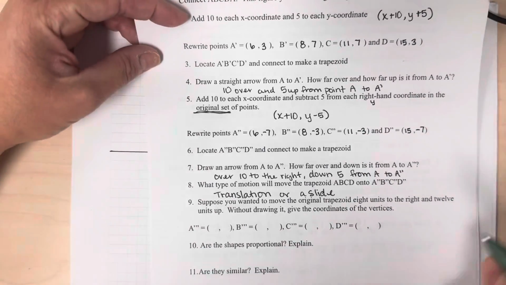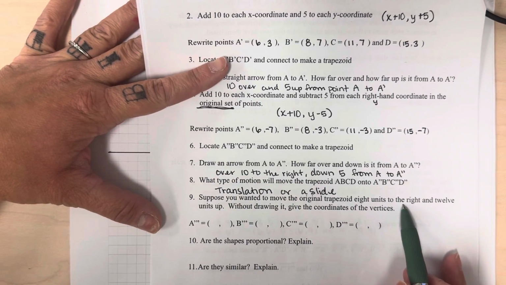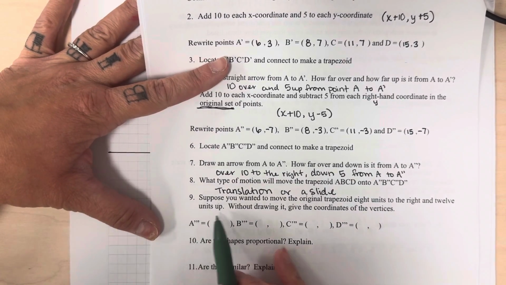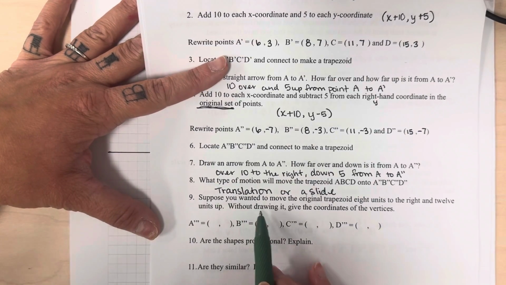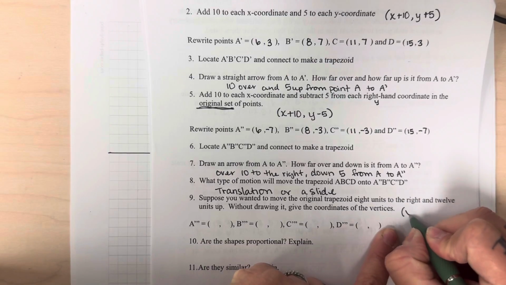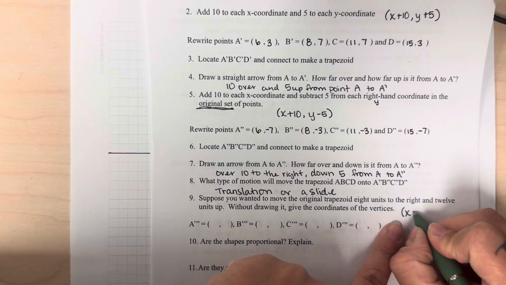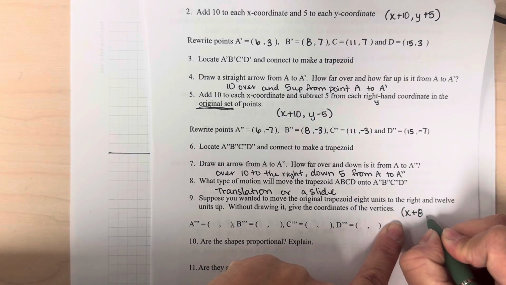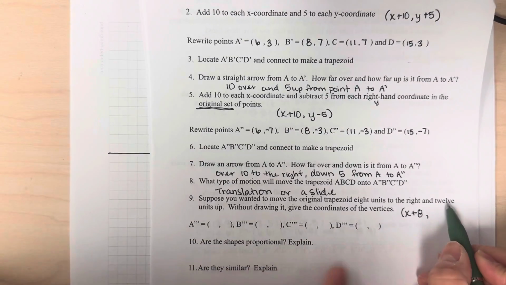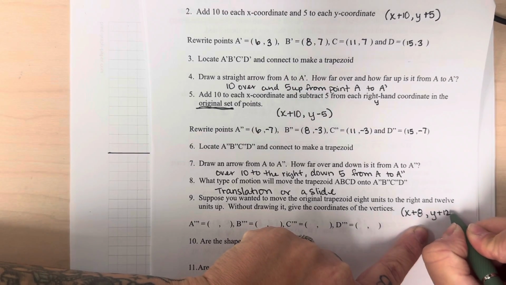So number 9 says, suppose you wanted to move the original trapezoid 8 units to the right and 12 units up. Without drawing it, we don't have to draw this one. We're given the coordinates. So we need x. We're going 8 units to the right, so that means we're going to add 8 and 12 units up. So that means y plus 12.